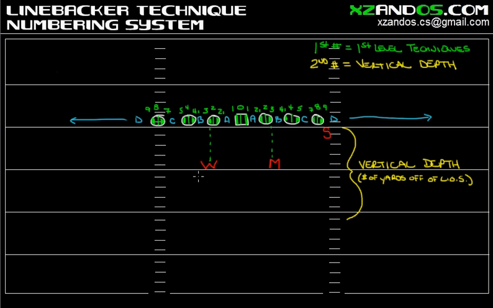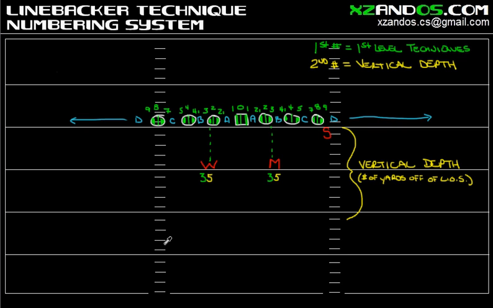First level is first number. And so Will is in a 3. Mike is also in a 3. Second number, vertical depth. Will has his heels at 1, 2, 3, 4, 5 yards. Will is in a 35. Mike is sitting at 1, 2, 3, 4, 5. His vertical depth is 5. Mike's technique is 35.